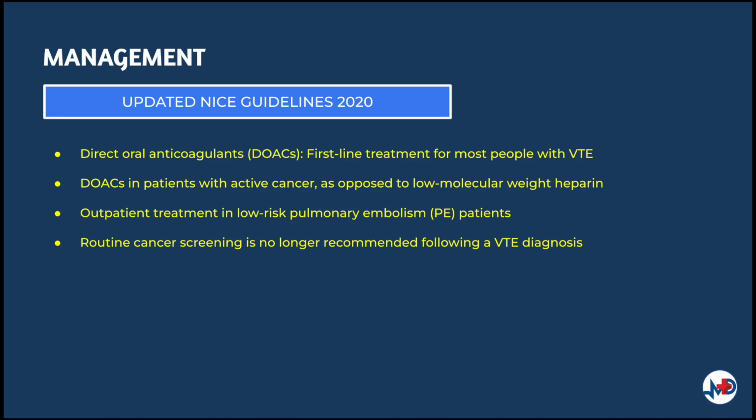NICE recommends using a validated risk stratification tool to determine the suitability of outpatient treatment. There's no guidance given as to what tool should be used. The 2018 British Thoracic Society guidelines support the use of the Pulmonary Embolism Severity Index score. Key requirements would clearly be hemodynamic stability, lack of comorbidities, and support at home.